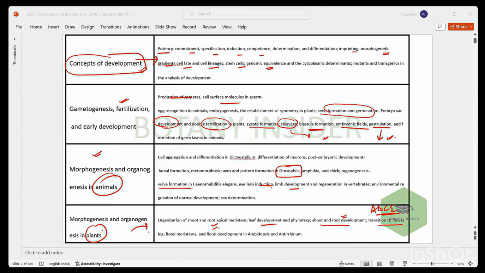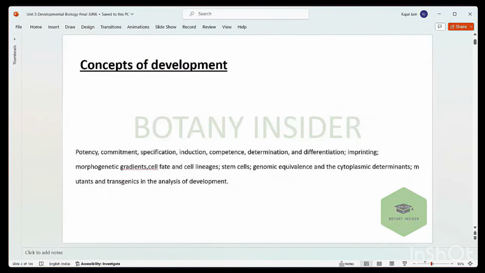Done, everyone. Let's move on. So let's start with the very first topic, the various concepts of development. Talking about the various concepts of development, first let's understand a very important terminology, that is induction. First we learn about induction, then we'll study potency, and then move forward. So let's talk about what induction is.